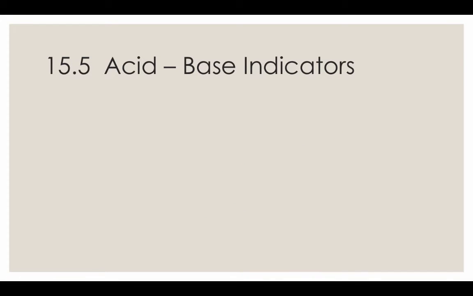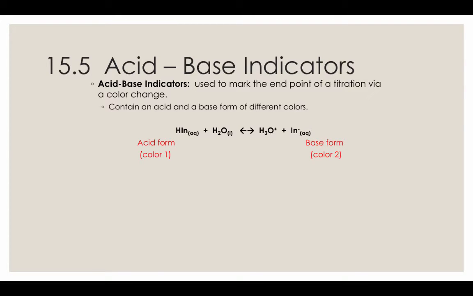Finally, let's consider acid-base indicators. An acid-base indicator is used to mark the endpoint of a titration via a color change. Phenolphthalein is one of the most common that you've definitely used in the past. So how does an indicator work? Essentially, an indicator is just a buffer system. It contains a weak acid and its conjugate base. Here I've used IN to abbreviate indicator. What makes an acid-base indicator special, however, is that the weak acid is different in color from its conjugate base.